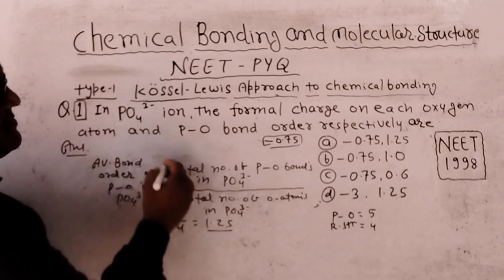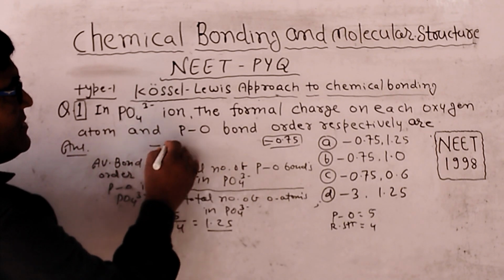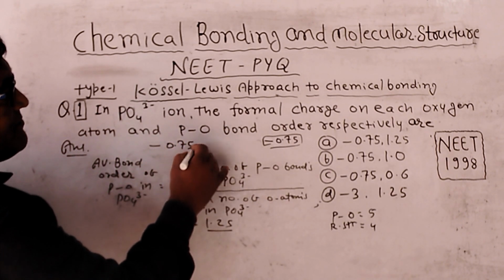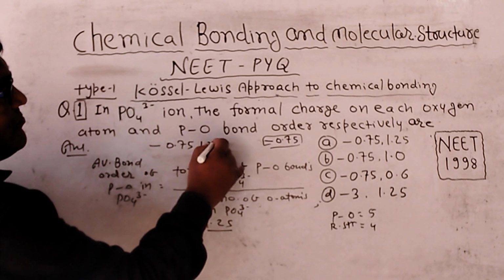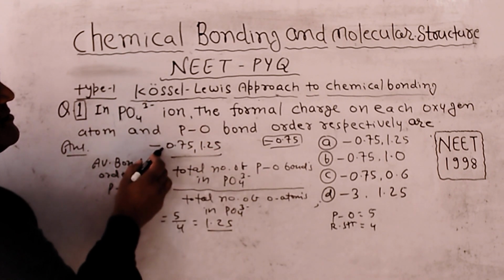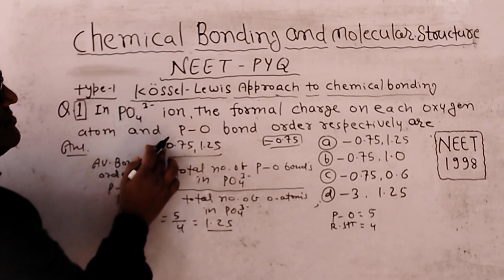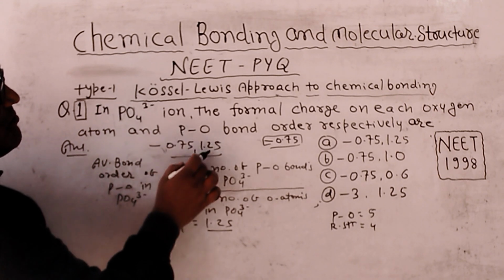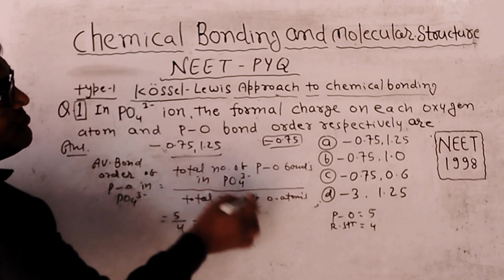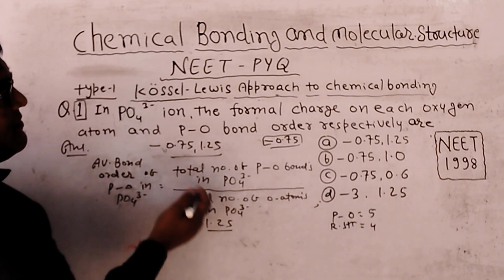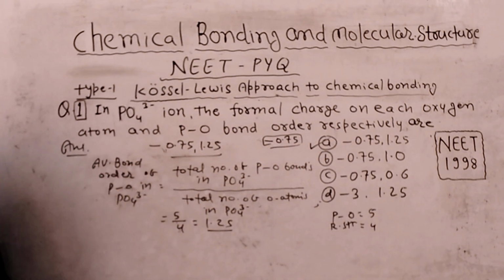Now the final answer is -0.75 and 1.25 respectively. This is the formal charge of each oxygen and this is the average PO bond order. So according to the given data, option A is correct.